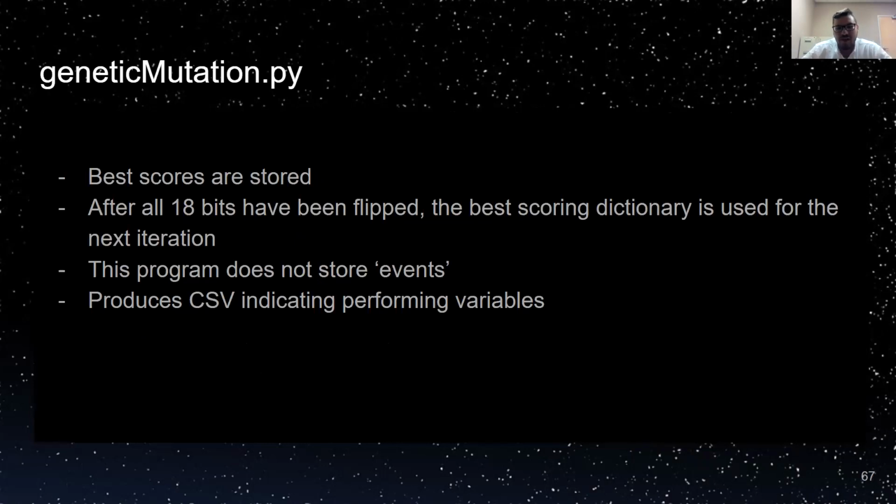Best scores are stored, and we produce the CSV. It doesn't produce the events, but it produces a parameter list that can be used to find whatever the best score was, and shows those parameters for what you can use for event detection to actually store your events from there.